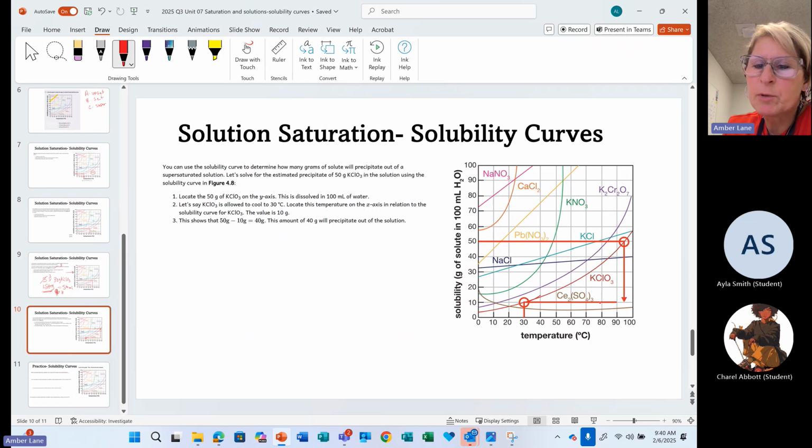And then as the temperature decreases, we still want a saturated solution. As the temperature decreases, the amount of solute that will dissolve at that temperature is going to decrease as well. So as it cools down, we're going to have a whole bunch of extra solute precipitate out, and that's just going to be 40 grams. So you're just going to subtract the 10 from the 50 as the temperature changes to give you the 40.